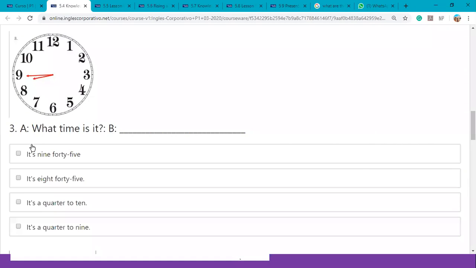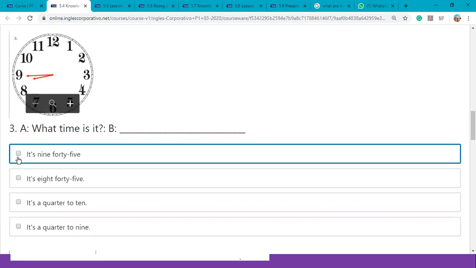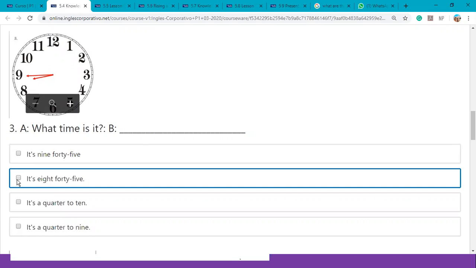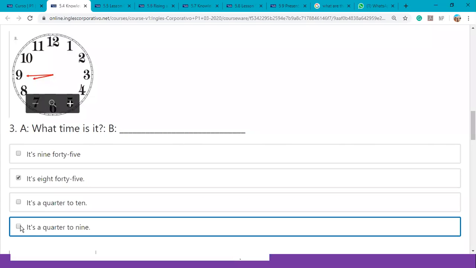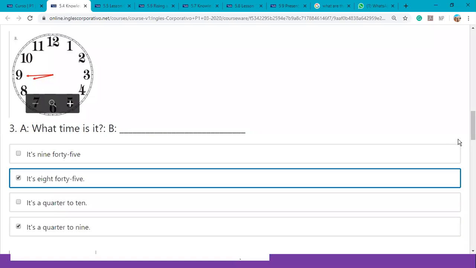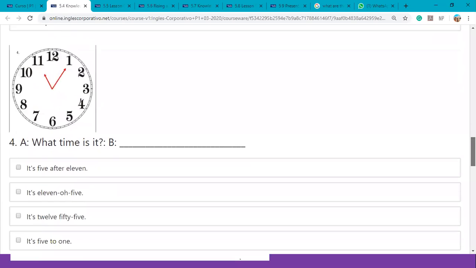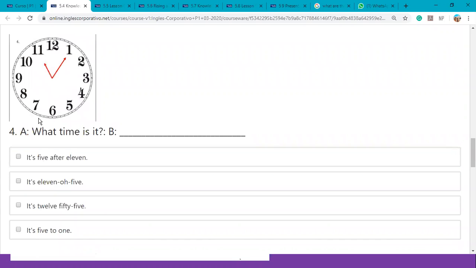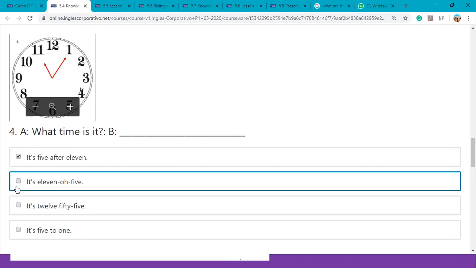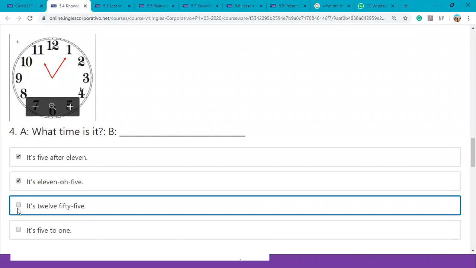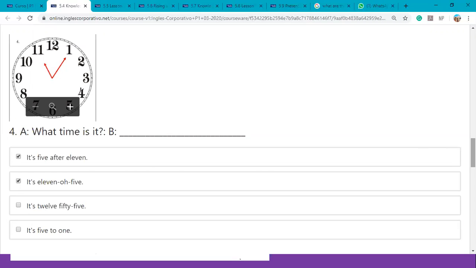Okay, this. What time is it? It's 9:45? No. It's 8:45? Sí. Yes. It's 9:45? No. It's 8:45? Yes. Okay. Next. What time is it? It's 11:05? Yes. It's 12:55? No. It's 5:01? No. Okay.